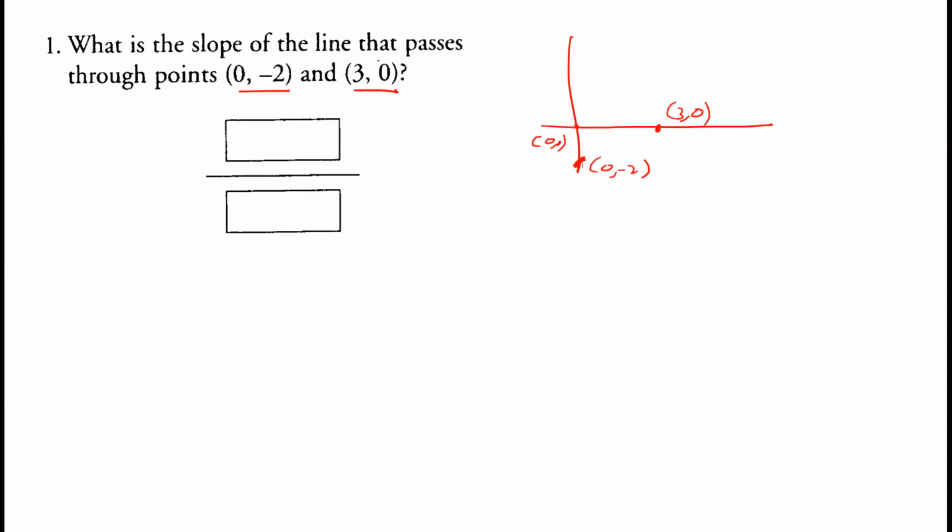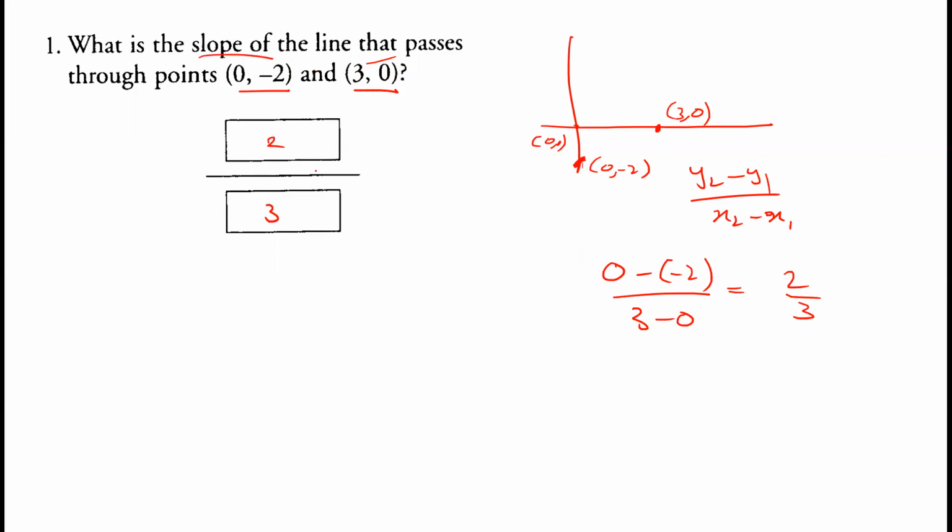Now the formula for the slope is y2 minus y1 divided by x2 minus x1. Now you take any of the coordinates. So let's take this one as your y2. So 0 minus -2 whole over 3 minus 0. This will be 2 by 3. So the slope of the line would be 2 by 3.